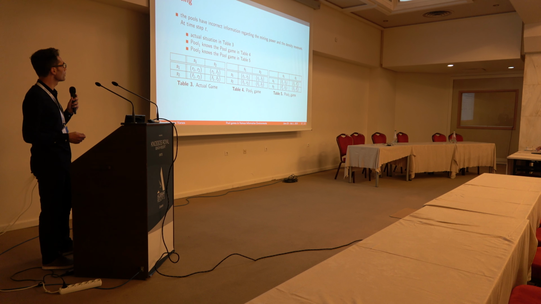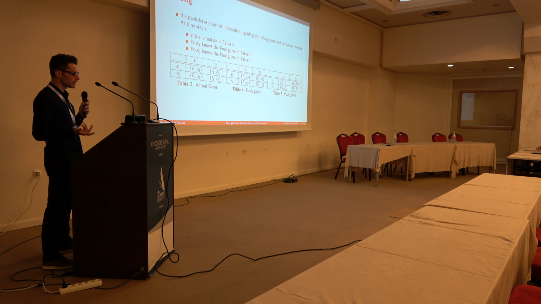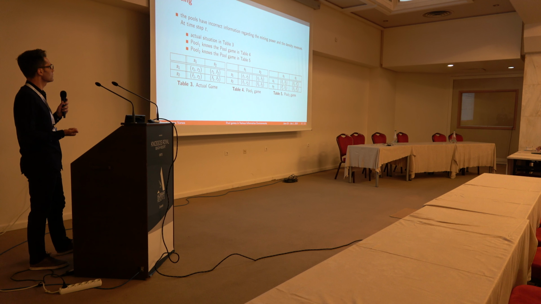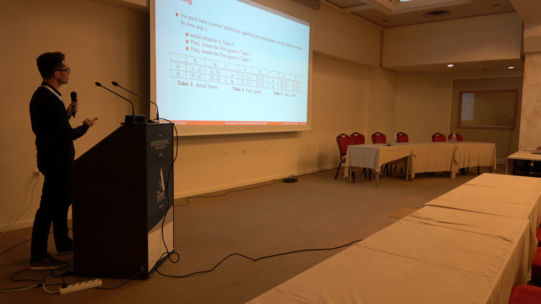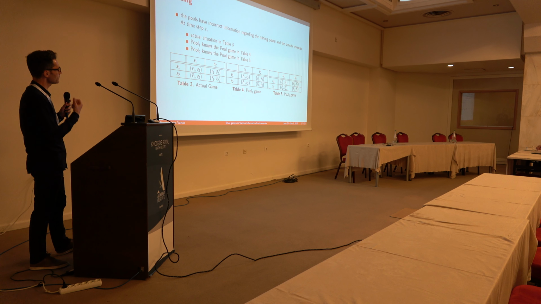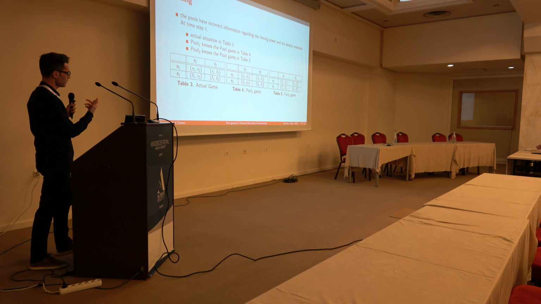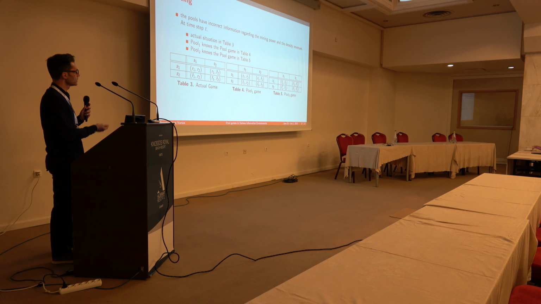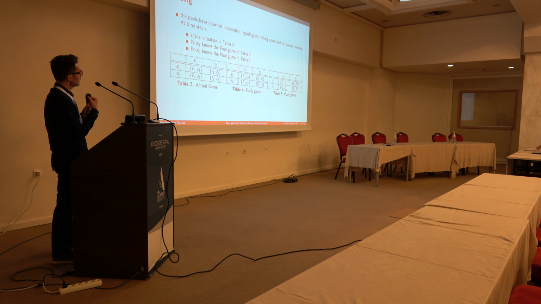In the case of incorrect information, again the setting is very simplistic. The actual situation is depicted by table 3, this is the real interaction. Pool 1 believes the information as provided by table 4, and finally pool 2 knows the pool game as provided by table 5. In this case, pool 1 will take its decision according to table 4 and pool 2 according to table 5.